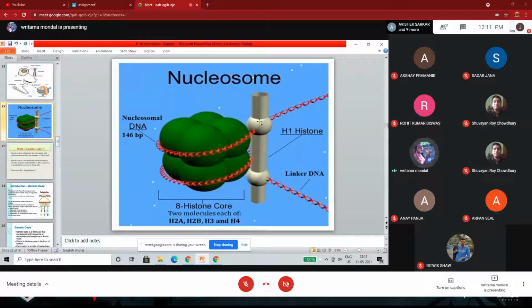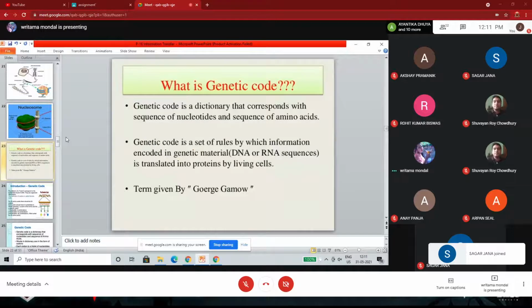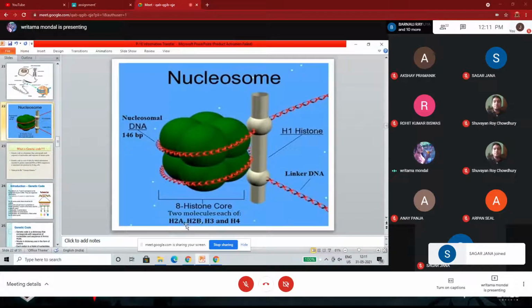And this is the H1 histone. So in the core octamer, H2A, H2B, H3 and H4 are present, not H1. This is important for MCQ.